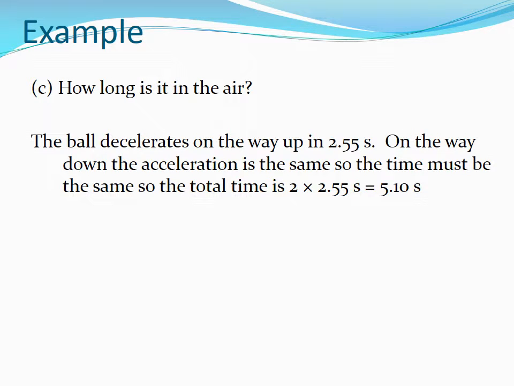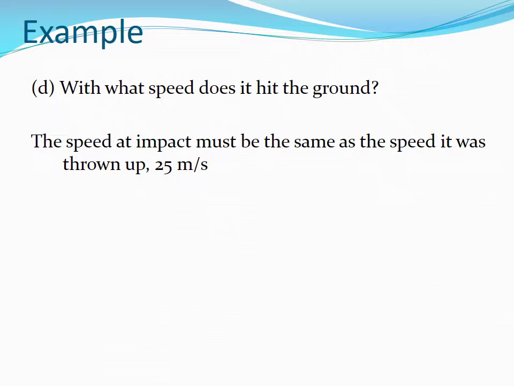How long is it in the air? This involves knowing the time it takes to rise to a maximum height and the time it takes to fall to the ground. Since friction is ignored, the time to fall is the same as the time to rise. So the total time is twice 2.55 seconds, or 5.10 seconds. With what speed does it hit the ground? Since we are ignoring air resistance, the speed at impact must be the same as the speed it was thrown up, or 25 meters per second.